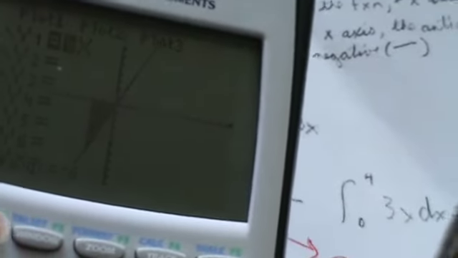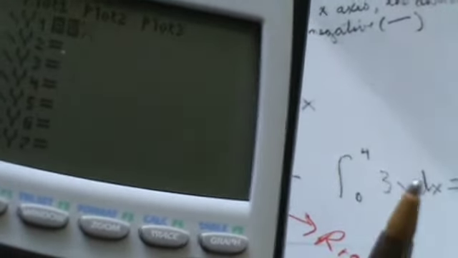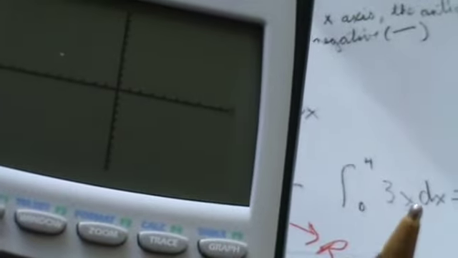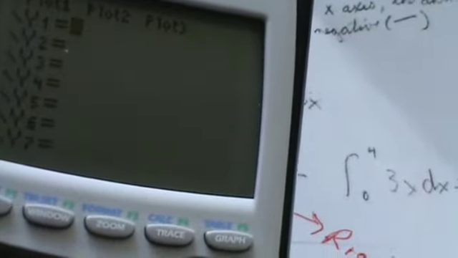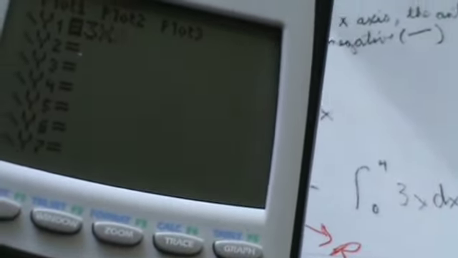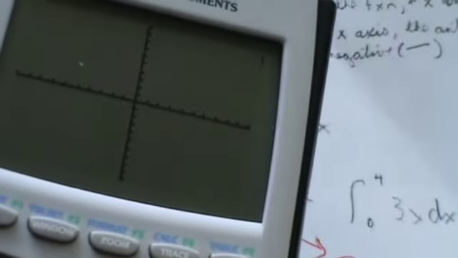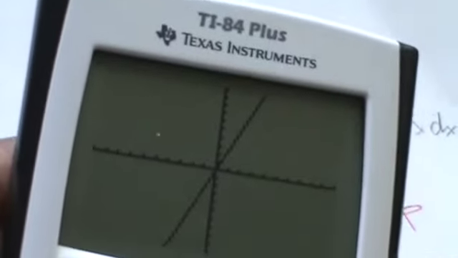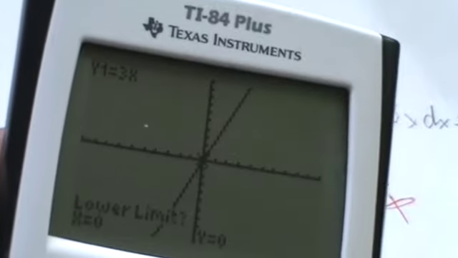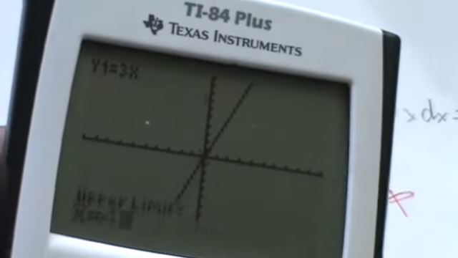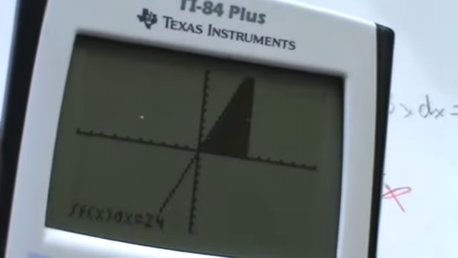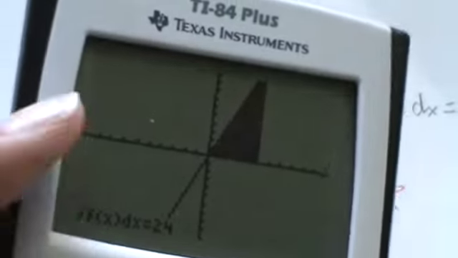Okay, so let me start over again so that you can see what happens for the other region. Okay, so y equals 3x. Let me graph that. And now I'm going to do this one, where I go from 0 to 4. Okay, so second calc number 7, x equals 0 to x equals 4. And notice it gives me positive 24.